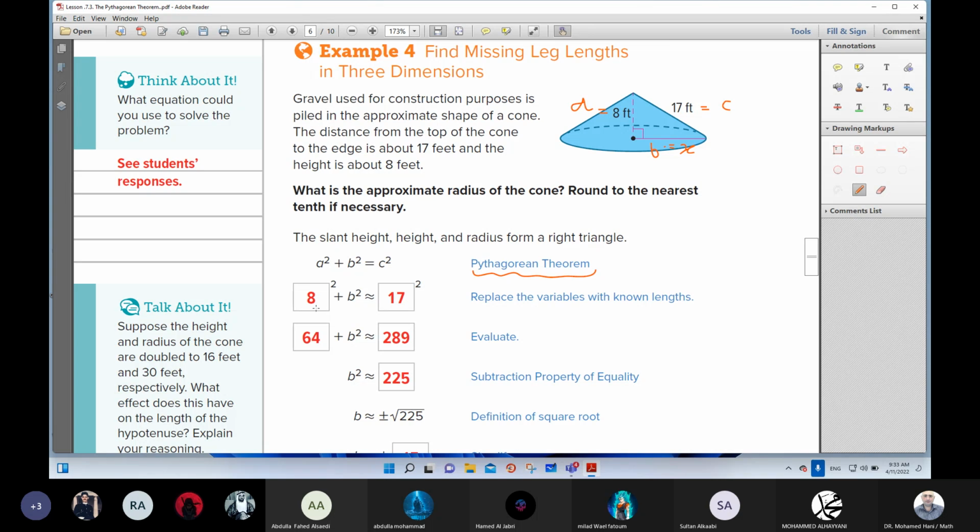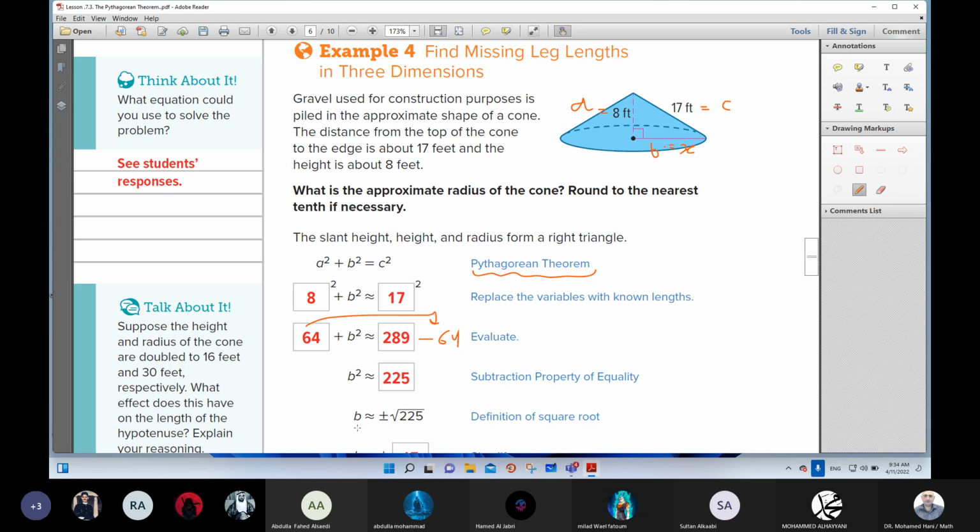So 8 squared means 8 times 8, which is 64. And plus B squared, approximately 17 squared, means 17 times 17, 289. Then we can solve this equation, take 64 to the other side, it will be negative 64. 289 minus 64 will be 225. So B squared is approximately 225.